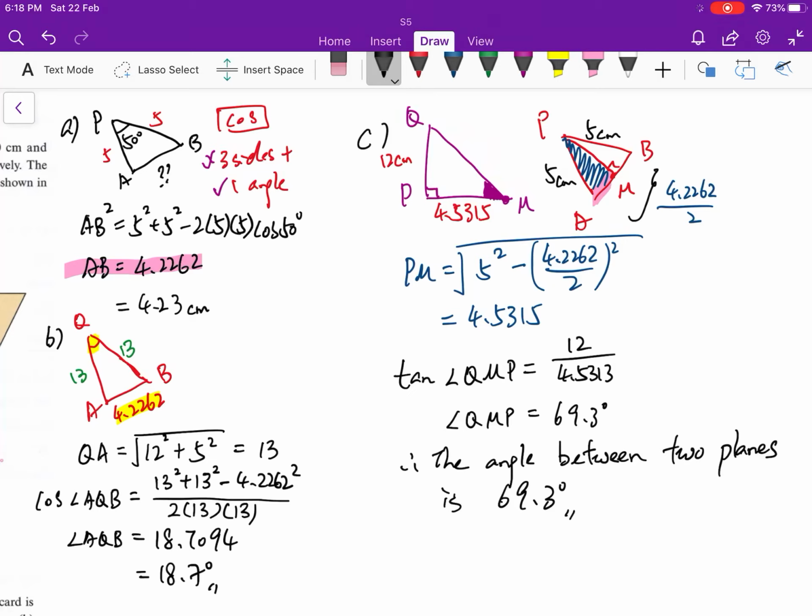So this is a paper floating question. You can see that we need to use sine, cosine, tangent. We need to use Pythagoras theorem. We need to use sine law, cosine law.